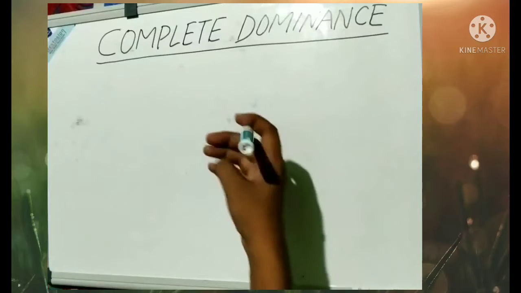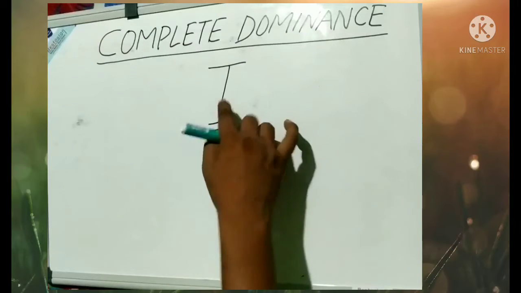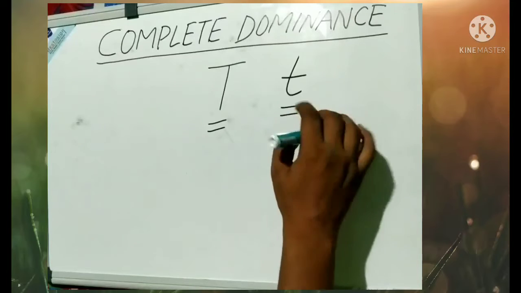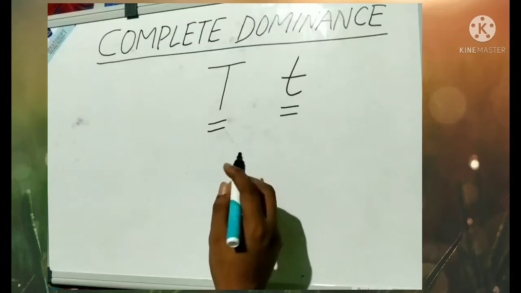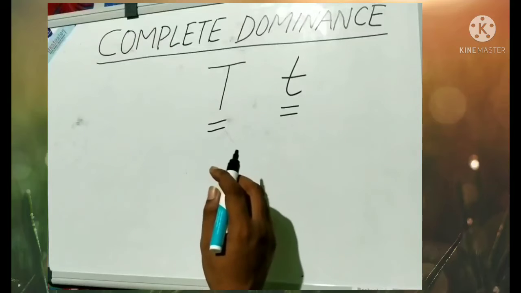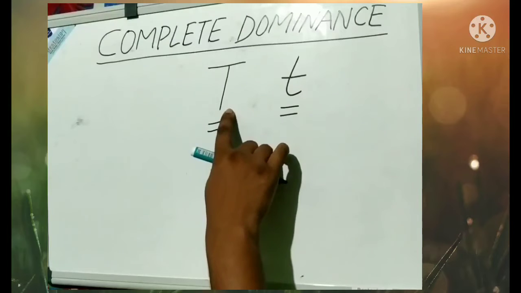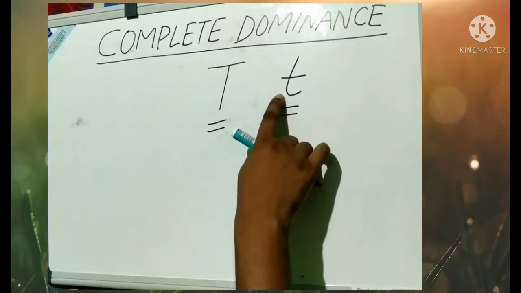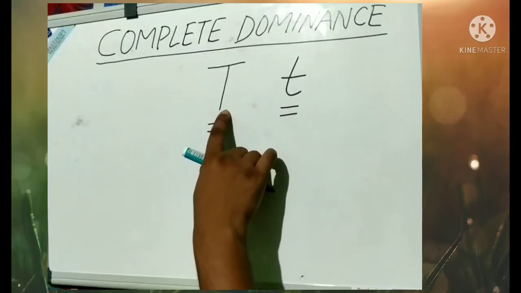So, the dominant allele is denoted by capital letters like capital T, and the recessive allele is denoted by small letters, that is small t. Now, as we know, genes always occur in pairs, and that pair is called an allelic pair. So here we find two alleles, one capital, the other small. Small t will not express itself in the presence of capital T.